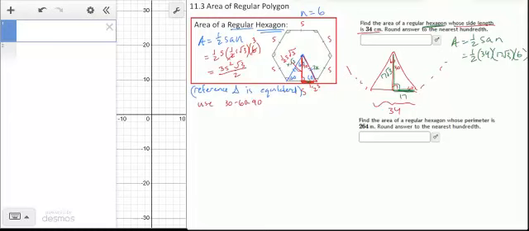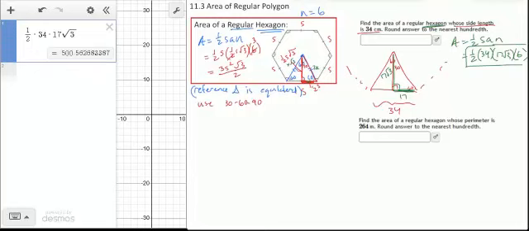So once again, if you just entered that as your calculation, you're good. If you do the full calculation here, 1/2 of 34 times 17 square root 3 times 6, you get your answer. It's 3003.38, and that would be your answer.